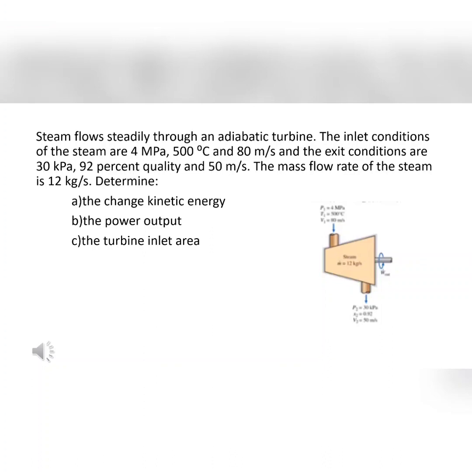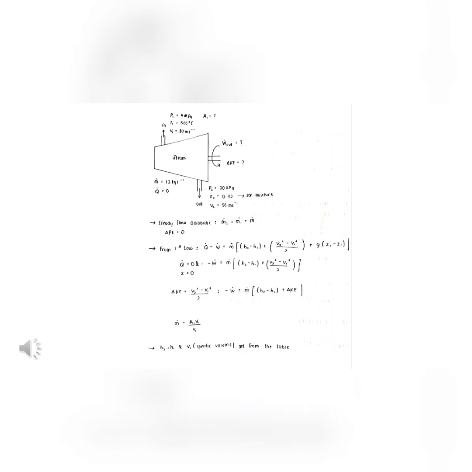Determine A. the change in kinetic energy, B. the power output, and C. the turbine inlet area. From the question, we know P1, T1, velocity 1, and P2, X2, velocity 2. Steady flow adiabatic means that the mass flow rate for outlet and inlet is the same, and potential energy equals 0. Heat Q also equals 0.